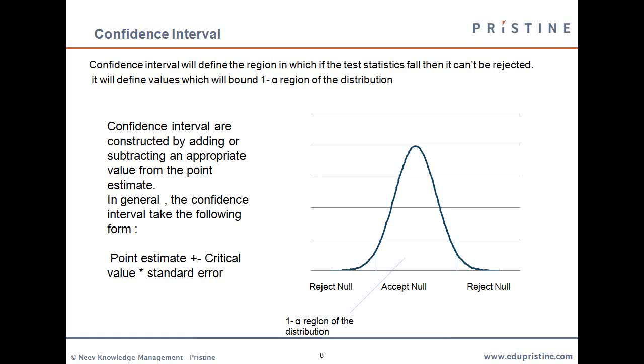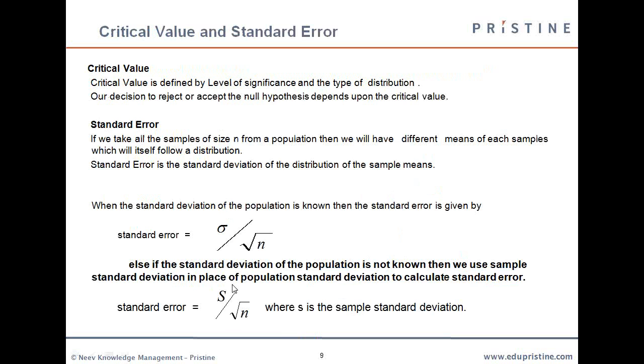you have to add and subtract a certain value from the point estimate, and that value will be equal to the critical value, which we will explore, multiplied by the standard error. Both terms will be described now. The critical value is related to your level of significance and the type of distribution which you are following.